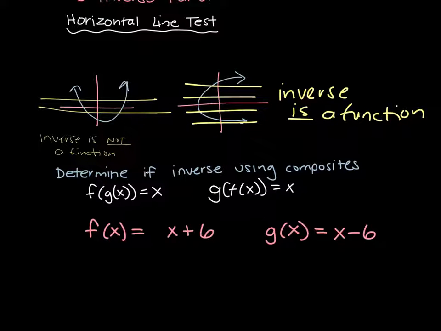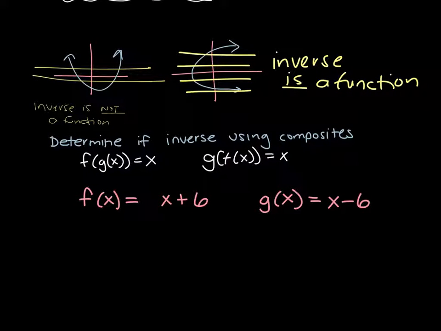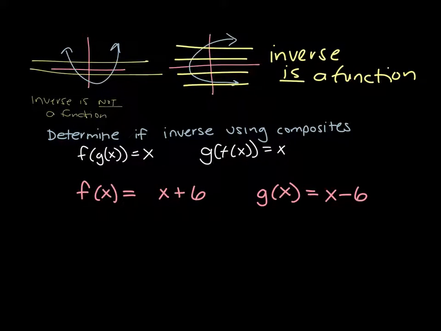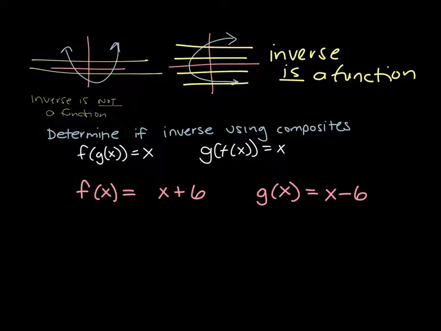All right, so then determine if the functions are inverses using composites. So if you are looking at f of x and g of x, and you do f of g of x and it equals x, and g of f of x and it equals x, then they are inverses of each other. So the question is simply, are these two inverses of each other using composition?